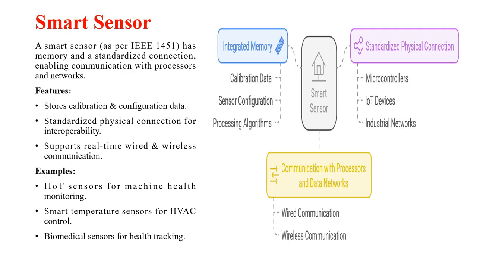Examples are the industrial IoT sensors that monitor the machine health and predict failures, the smart temperature sensors that adjust the HVAC systems based on the real-time data, and the biomedical sensors which track vital signs in wearable devices.